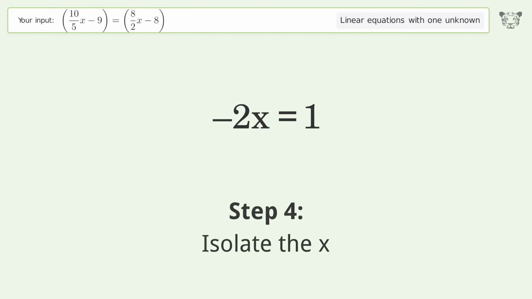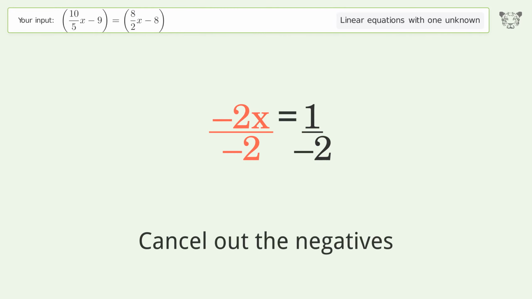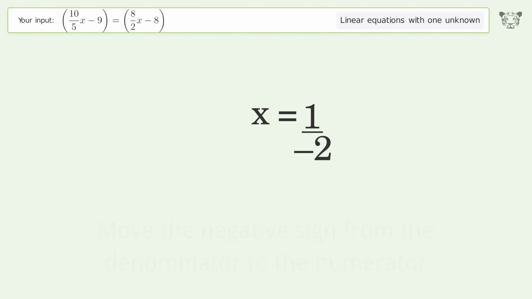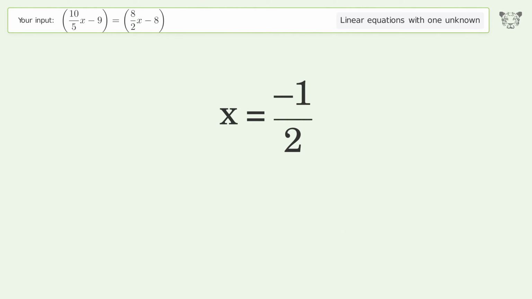Isolate the x. Divide both sides by -2. Cancel out the negatives. Simplify the fraction. Move the negative sign from the denominator to the numerator. And so the final result is x equals -1/2.